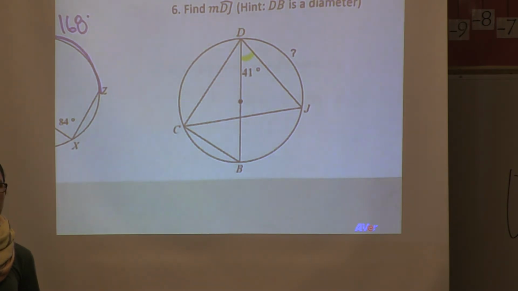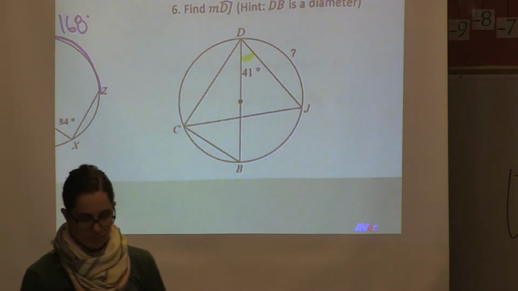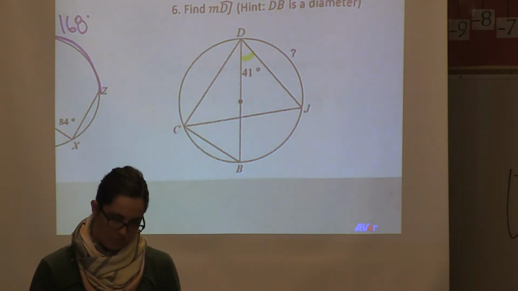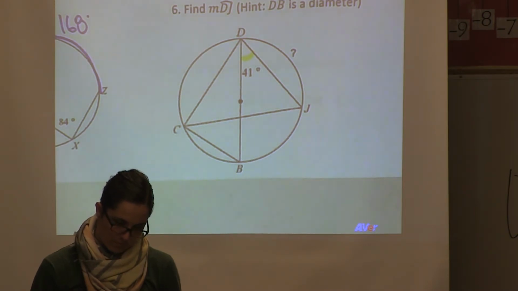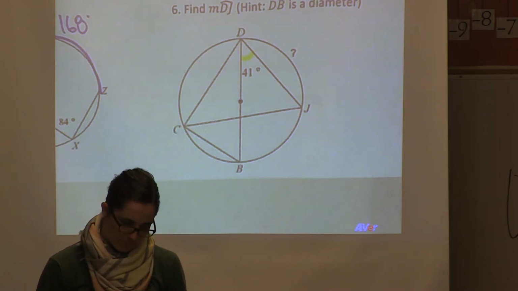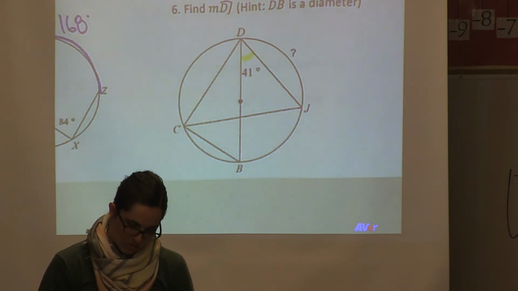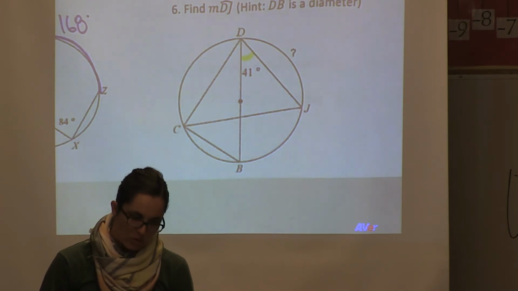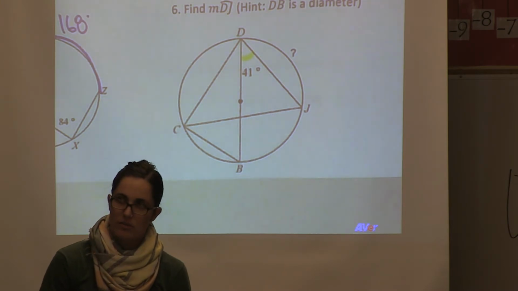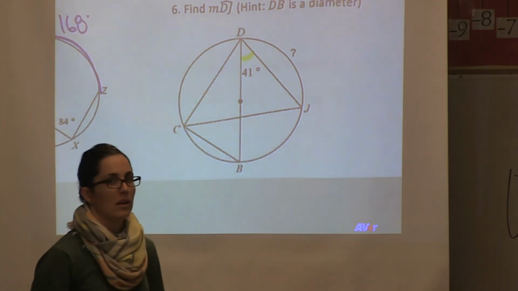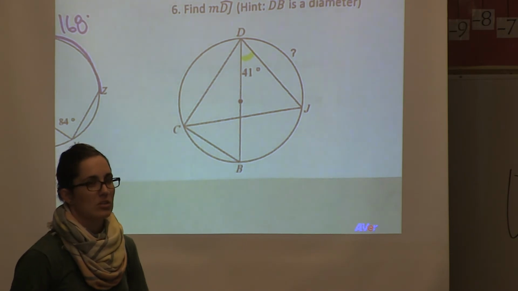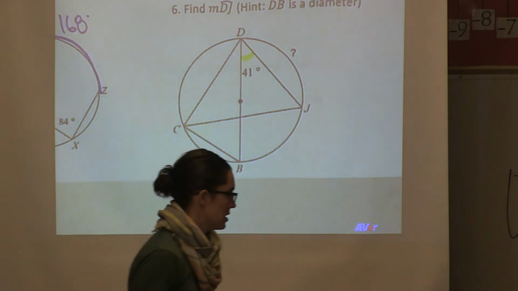How do you do it? DB is like the diameter, and then you have 41, so could that be a fraction of it, and then use it to find the... Why don't you suss that out a little bit and see if you can do it? Try and do 6 real quick. I'm going to give you guys 90 seconds to come up with a solution.